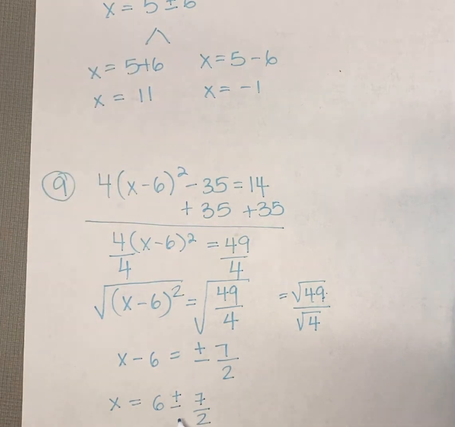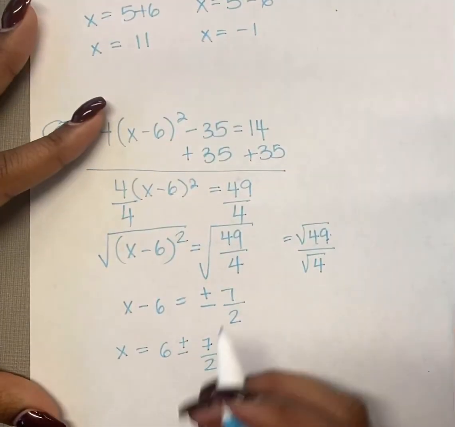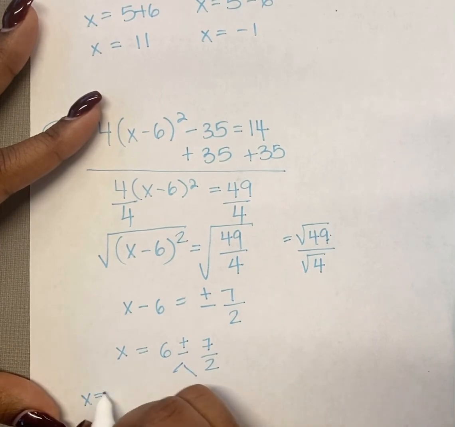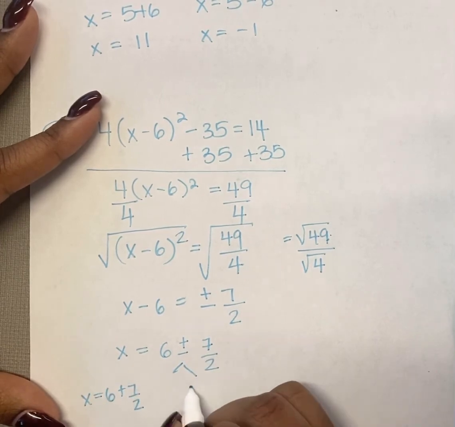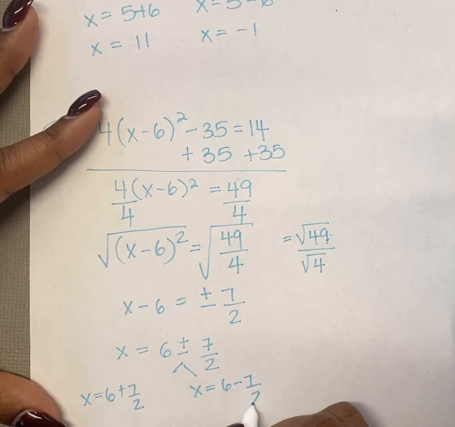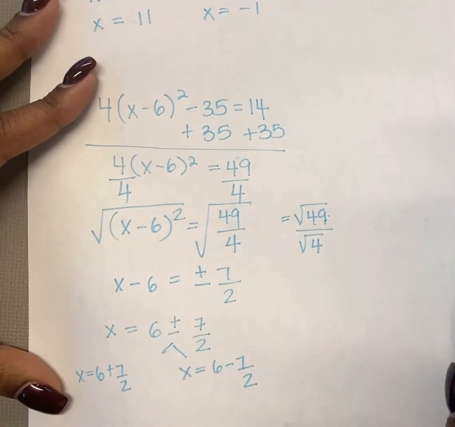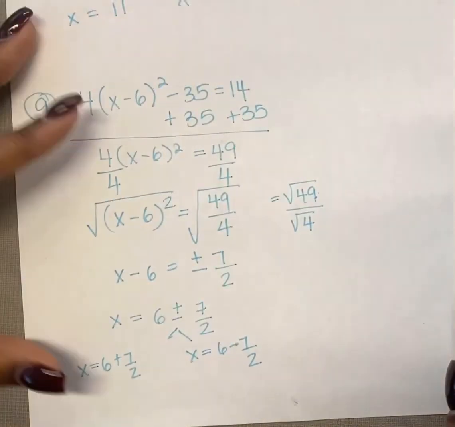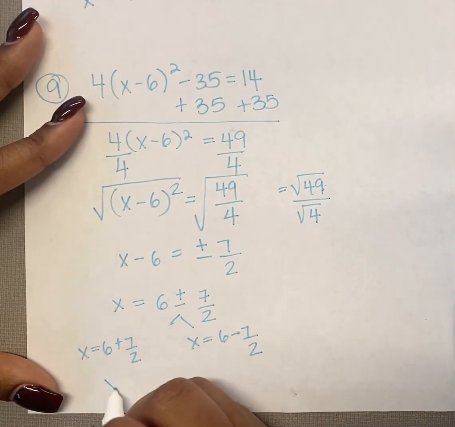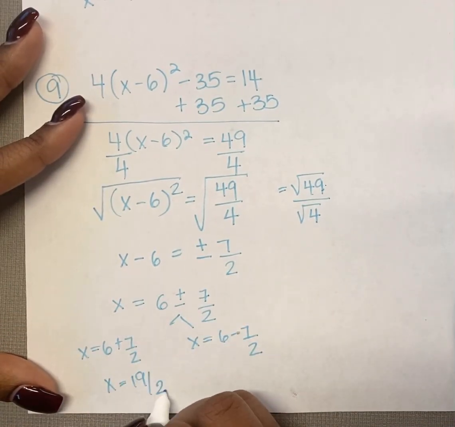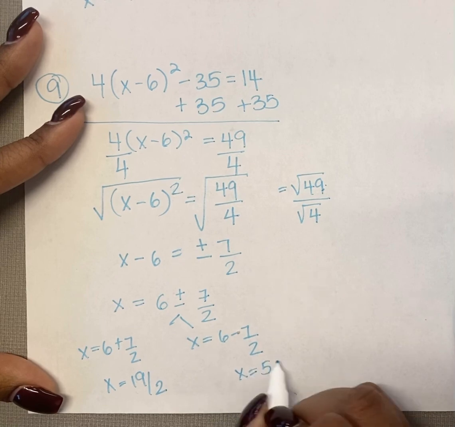And once again, that plus or minus can split, and you get x = 6 + 7/2, and x = 6 - 7/2. And you can do this in the calculator. Unless it tells you to reduce, your answer should be written as a fraction, and it should be 19/2 here, and 5/2 here.